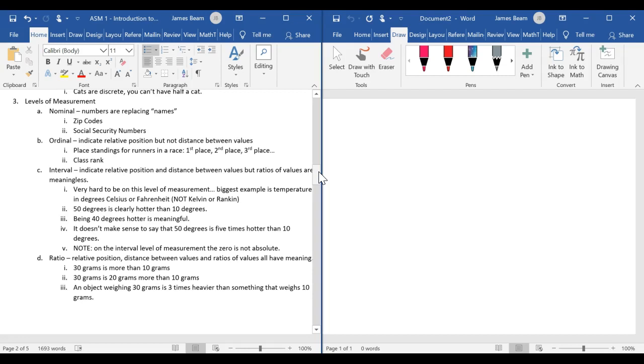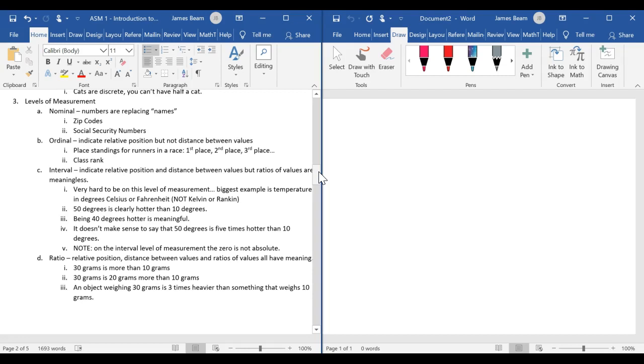Ordinal, we give things numbers that make sense in order. So if you have a class rank or a race where the runners are coming in first, second, and third place, first means you came in before second, second means you came in before third, but it tells us nothing about the distance between them, right? So the distance between the first and second place runner doesn't say anything about the distance between the second and the third place runner. So that's the ordinal level of measurement.